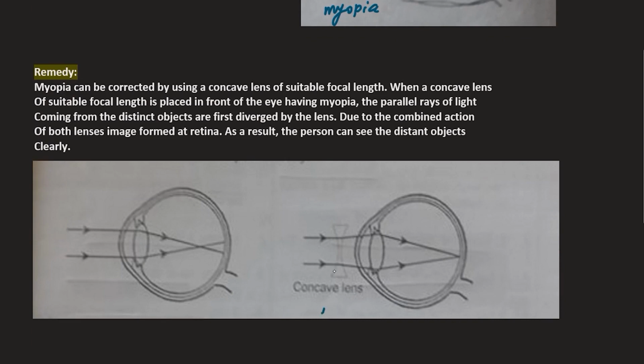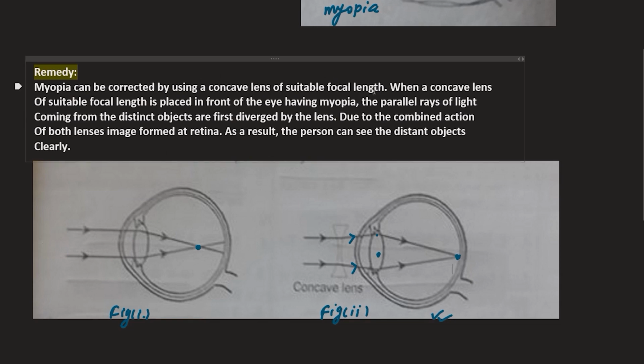So here this figure 2 is the correct diagram of the defect of myopia, and this is the defective eye. Here image is formed before the retina, but when we use this concave lens, first it diverges the rays of light, and again the eye lens converges them from this point and the image is formed on the retina. So in this way, by using a concave lens of suitable focal length, we can correct this defect.